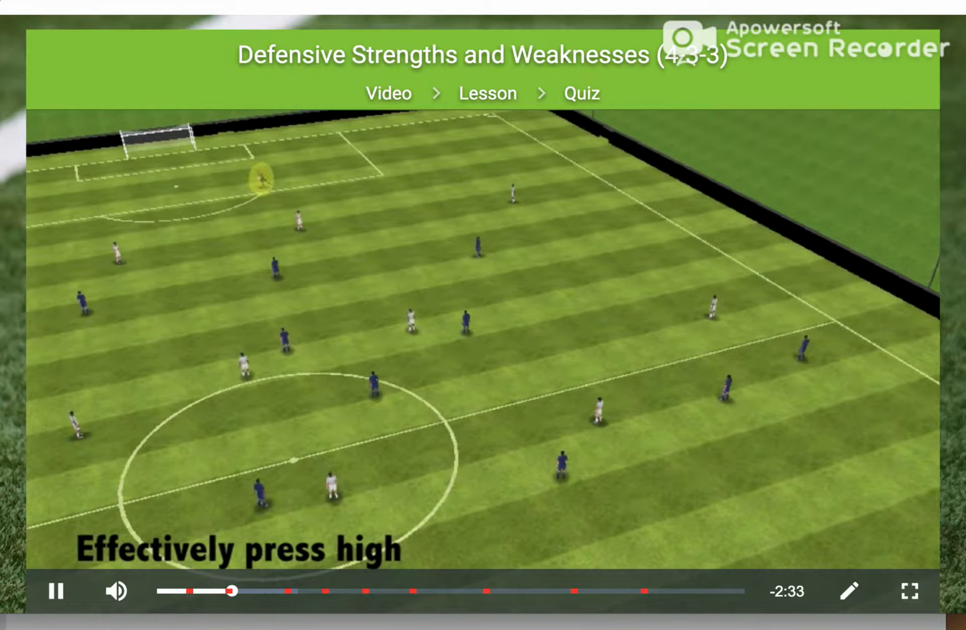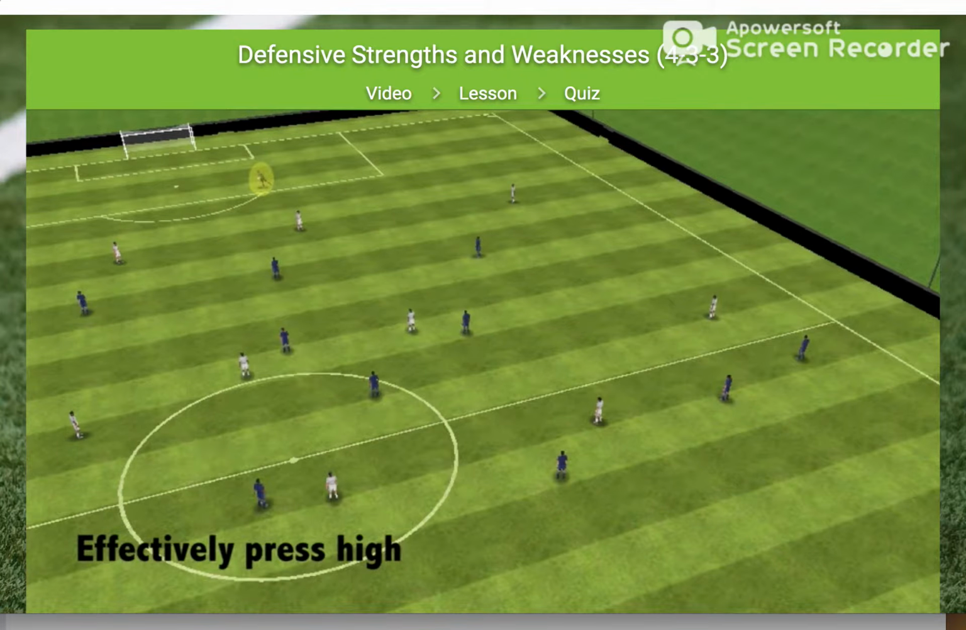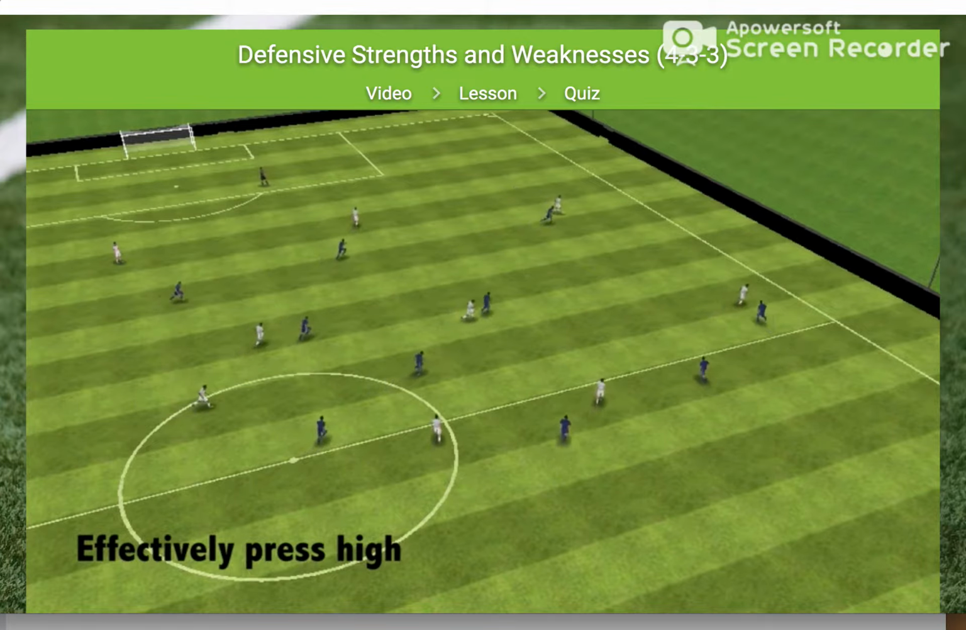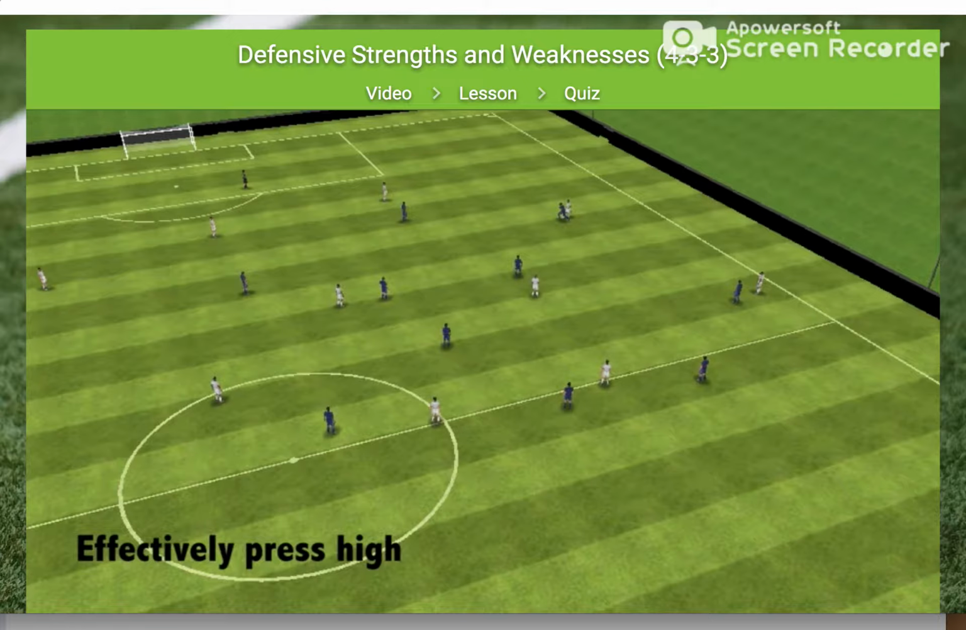Watch here as the goalie rolls the ball out to the defender and the blue team presses high up the field. We can see that with 3 attacking players, a midfield unit that is relatively mobile, and a high back line, a 4-3-3 has the potential to press very effectively and win the ball in the attacking third.